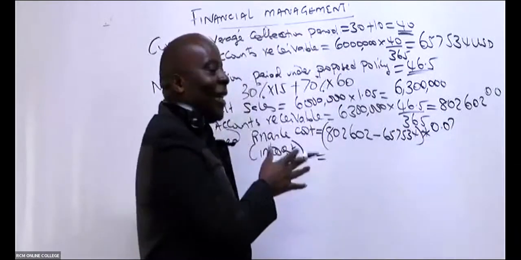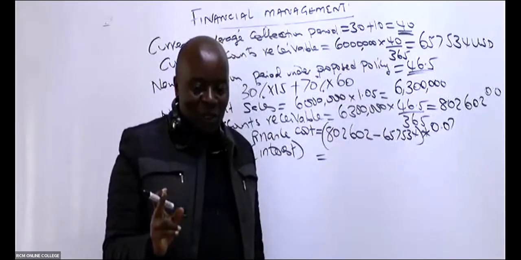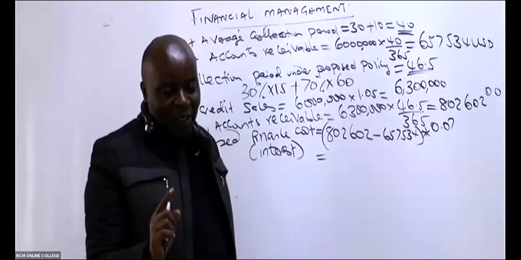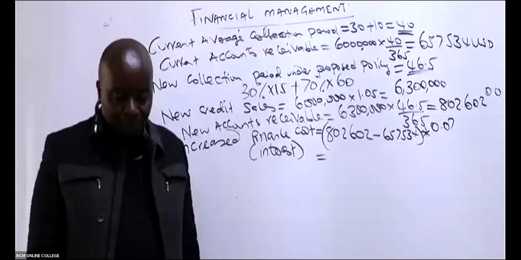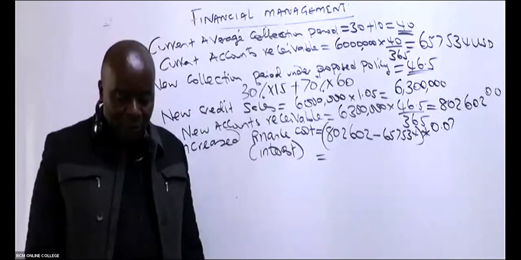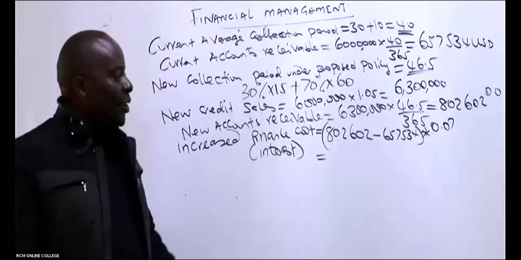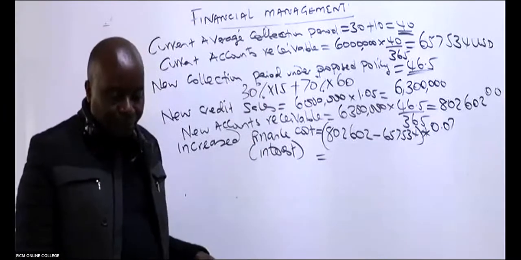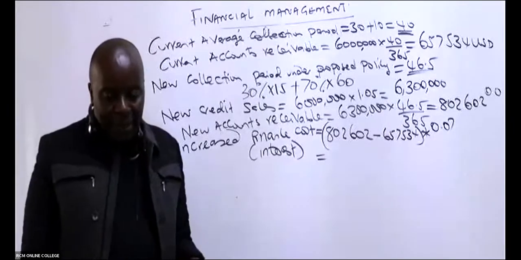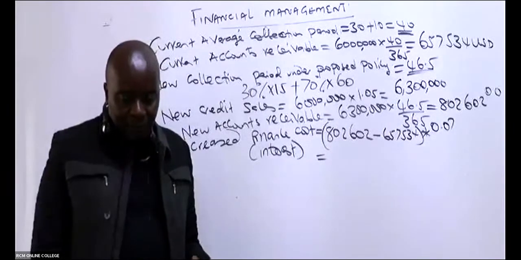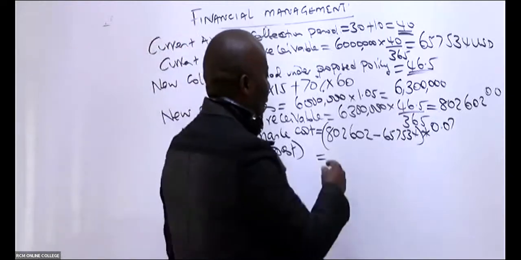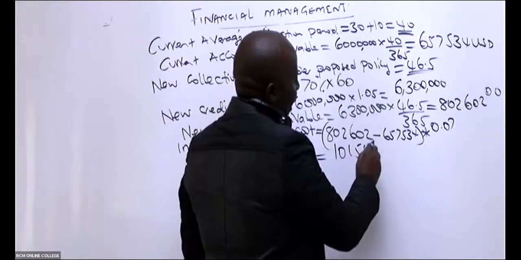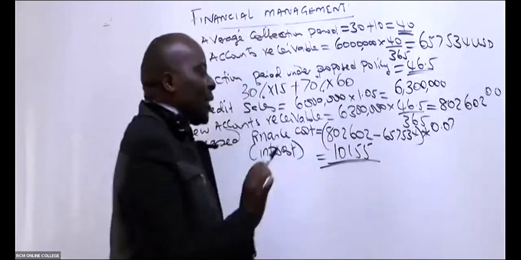Once you reach here, you are almost getting all the marks. So how much do we have there? Approximately, the increased finance cost because of increase in receivable. I'm alone, but I will overcome. So approximately, we are getting 10,155, isn't it? Approximately 10,155.